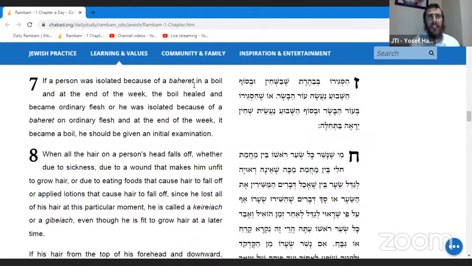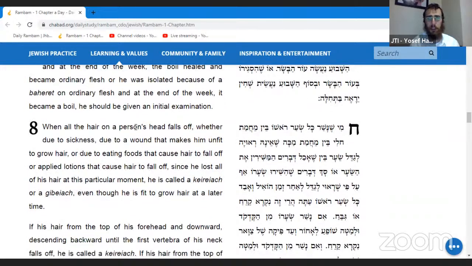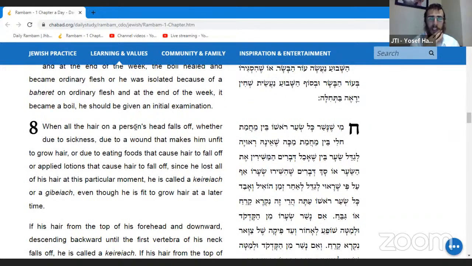If a person was isolated because of a Maharis, meaning a white spot in a boil, and at the end of the week, the boil healed and became ordinary flesh, or vice versa, he was isolated because of a Maharis on ordinary flesh, and at the end of the week, it became a boil, he restarts, because now it's a new type of wound, or a new type of skin, which means it's reset.